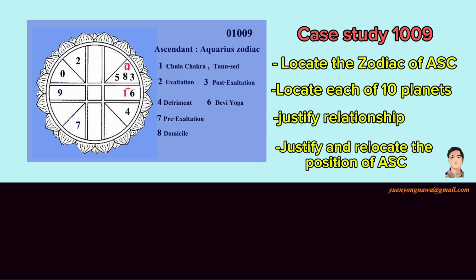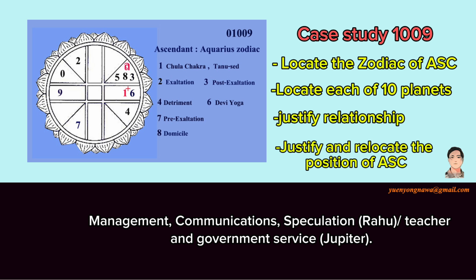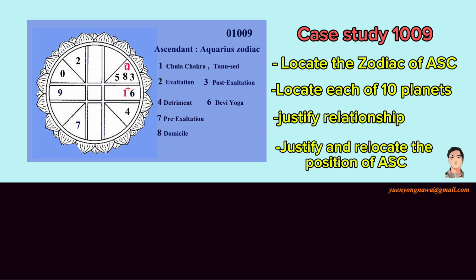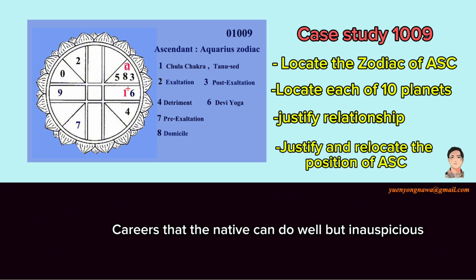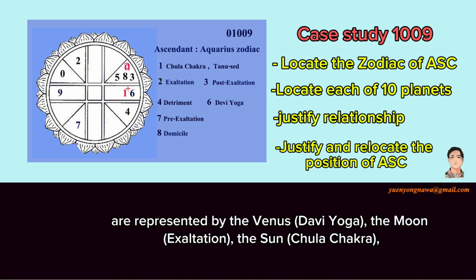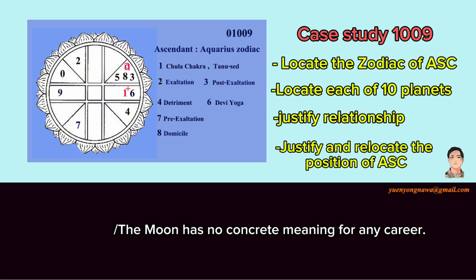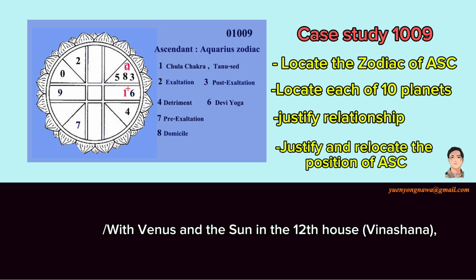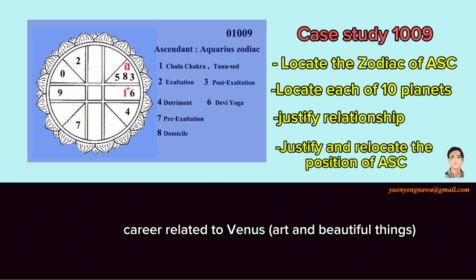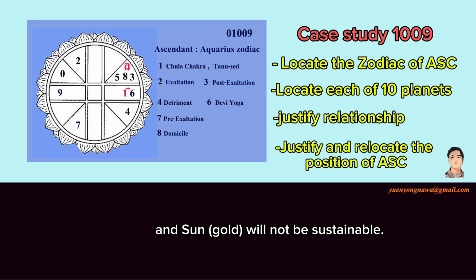These careers: management, communications, speculation, Rahu, teacher and government service, Jupiter. Careers that the native can do well but are inauspicious are represented by Venus, Devi Yoga, the Moon, exaltation, the Sun, Chula Chakra. The Moon has no concrete meaning for any career. With Venus and the Sun in the 12th house, Venushana, careers related to Venus, art and beautiful things, and Sun, gold, will not be sustainable.